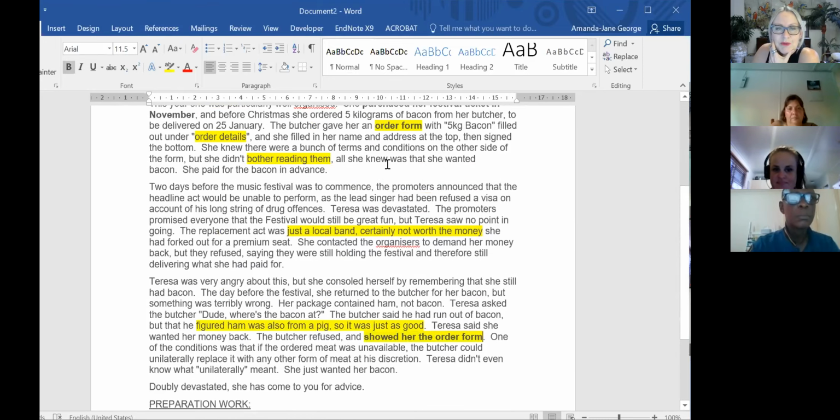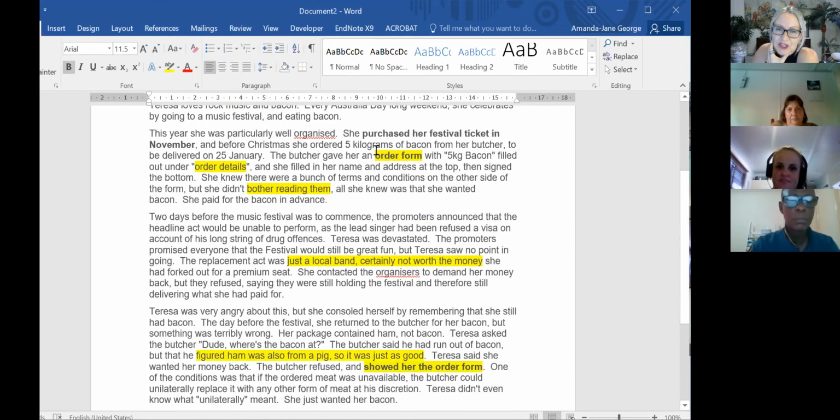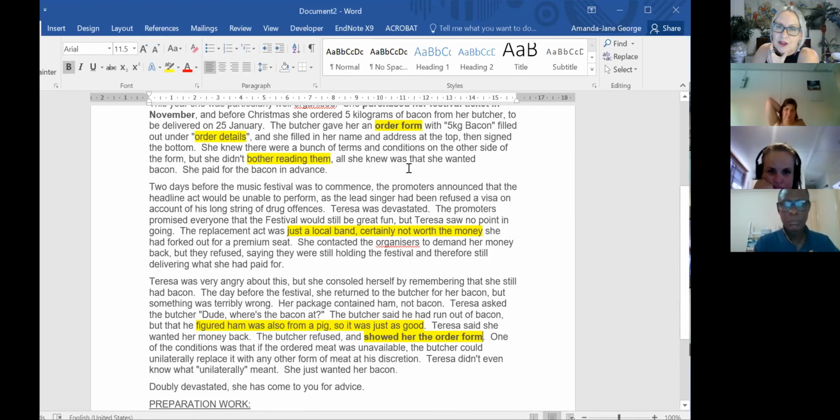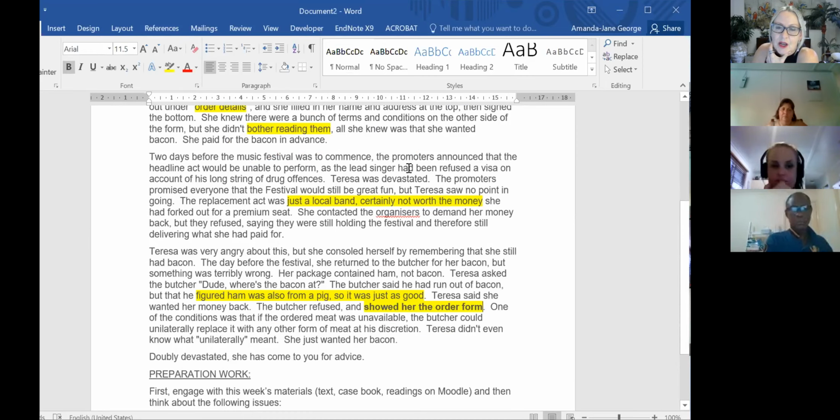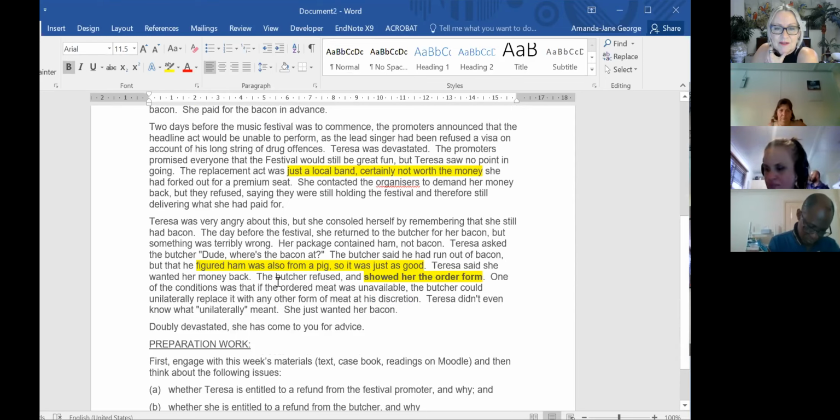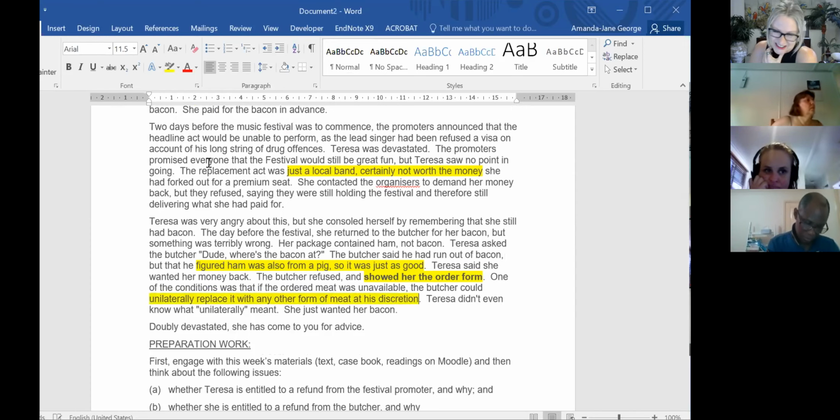So this is what I'm talking about, like in your exam. Where you see things like order form, you should immediately be thinking things like, you know, standard form contracts. What could the lecturer be trying to tell me by using the words order form? What issue is that lecturer pushing me towards here? Okay. One of the conditions was that if the ordered meat was unavailable, the butcher could unilaterally replace it with any other form of meat at his discretion.